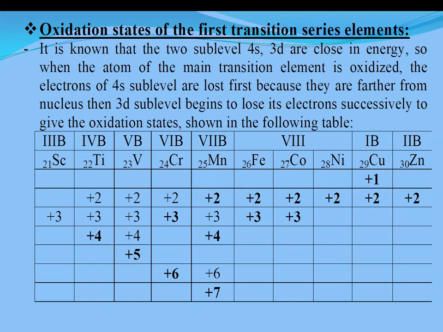For example, scandium has the oxidation state of only positive 3. Titanium has 2, 3, and 4. Vanadium, 2, 3, 4, 5. Chromium, 2, 3, and 6. Manganese, 2, 3, 4, 6, 7, and this manganese has the highest oxidation number. After that, we have iron and cobalt with 2 and 3 oxidation states. Nickel has 2, copper has 1 and 2, and zinc has 2.